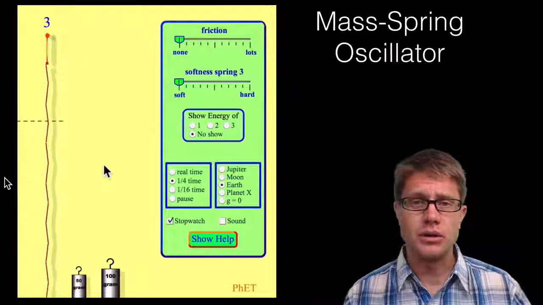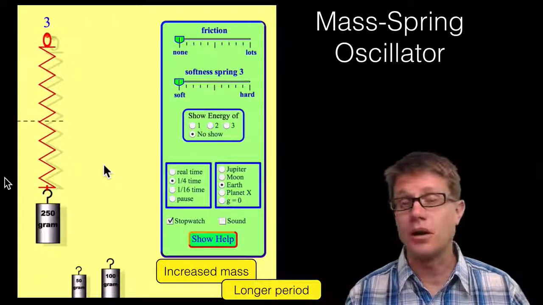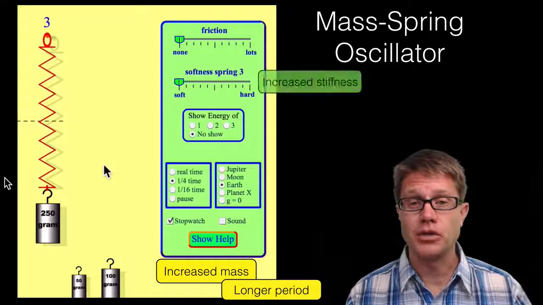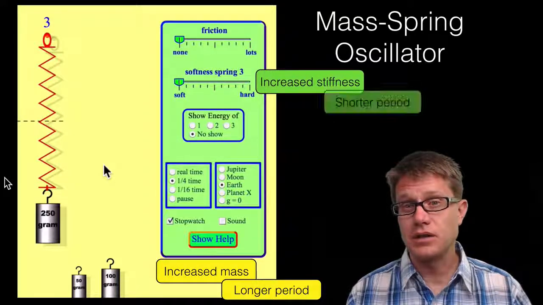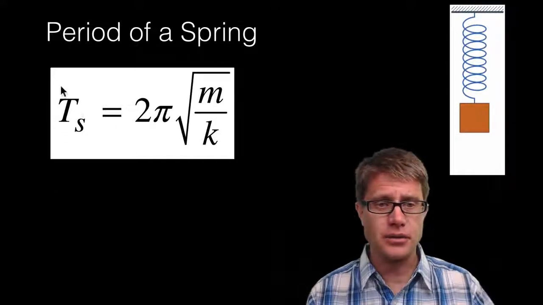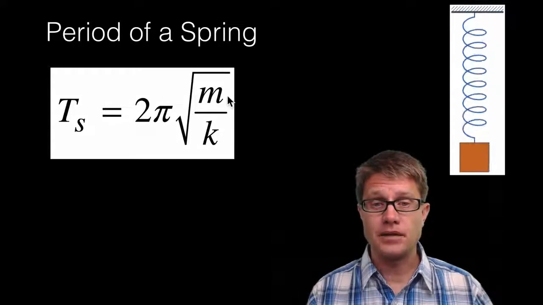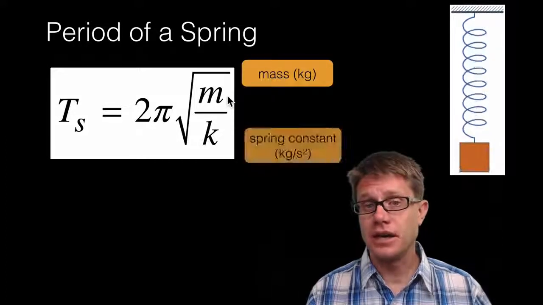And so in summary, what have we learned just from this experimentation? That if you increase mass, you're going to make a longer period for that harmonic motion. And if we increase the stiffness, then we're going to make it a shorter period. If we look at that quantitatively, so if we look at the actual period of a spring like this, what's really affecting it are two things, the mass and the spring constant.